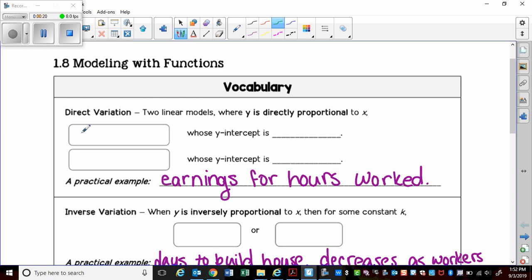So if we have something like this, y equals mx plus b, this is a straight line. The y-intercept is going to be when x is 0 and whatever b is, so 0, b. If we have something like y equals kx, direct variation, this is what we learned in algebra, whose y-intercept is, if I substitute 0 in for x, anything times 0 is 0, so it'll be 0, 0.